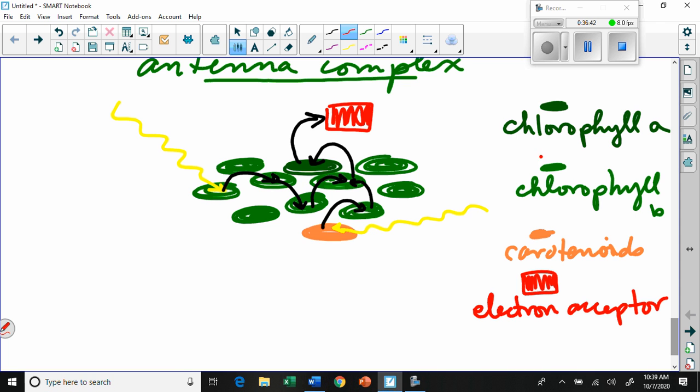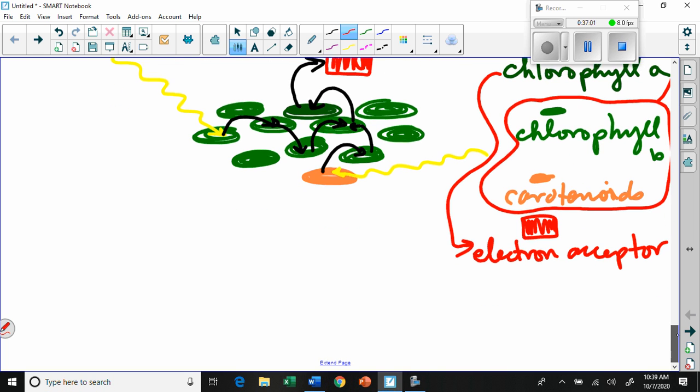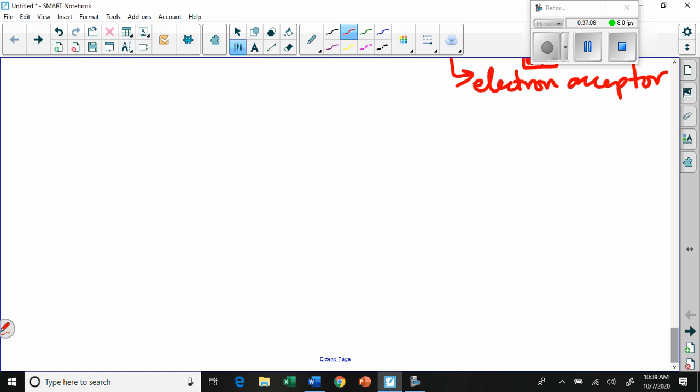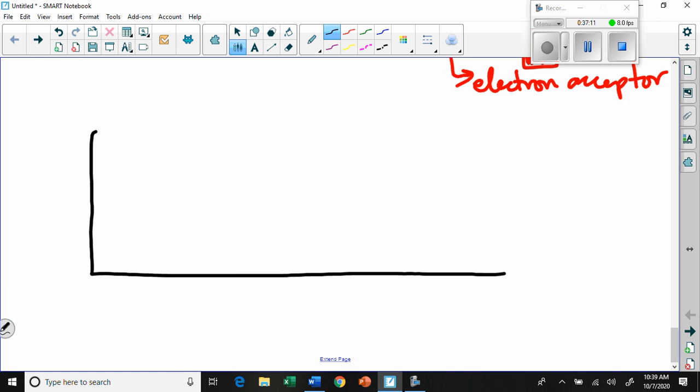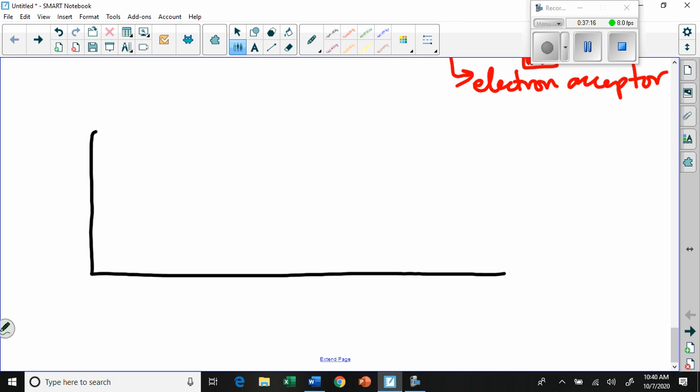So these two guys down here are sort of focusing the light energy, and they're delivering it to the chlorophyll A through electrons, which then transfers those electrons to the electron acceptor. And that's what we really have to understand about this. Now, we're talking about light and wavelengths, so we can do what's called an absorption spectrum. We can draw a little graph, and under the graph, we can have our colors, right? So we can have our red, orange, yellow, green, blue, violet spectrum.